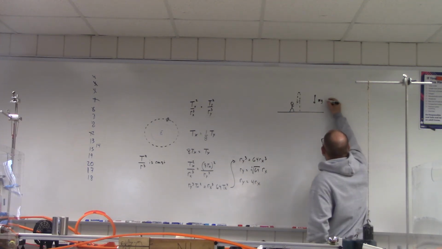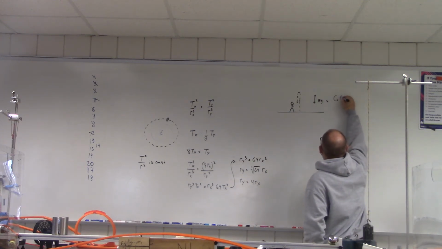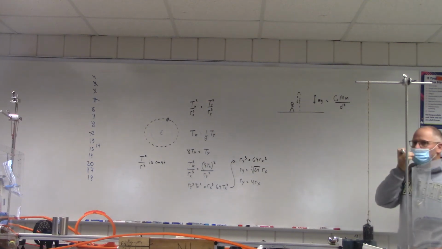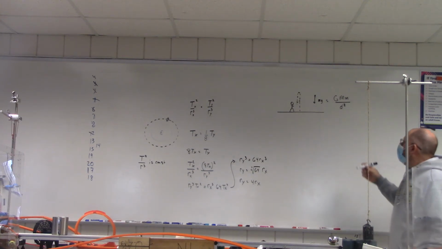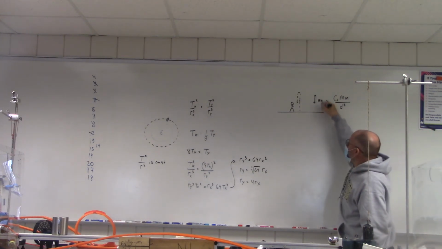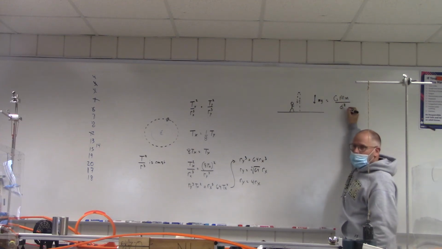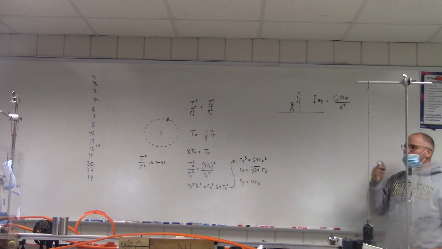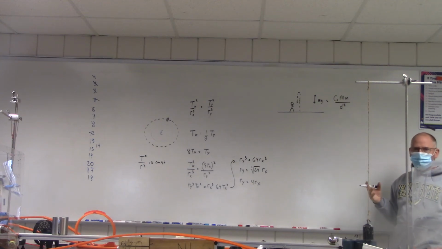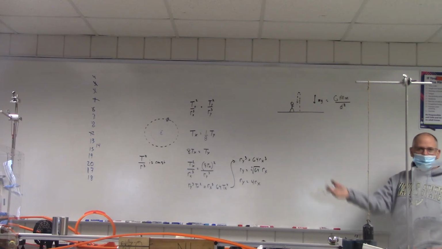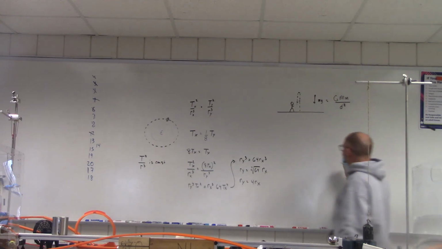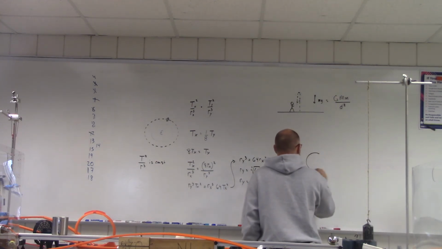Because the actual force here is Gmm all over d squared. This time we're just using the generic distance idea. And any distance above the surface you are is small in comparison to the distance to the center. Again, this distance here is 6 million meters. So a couple meters off the ground doesn't add to the 6 million. Does that make sense?